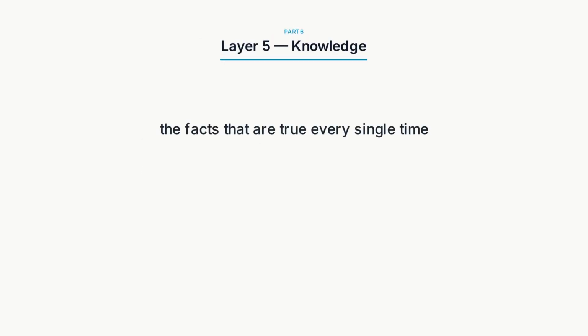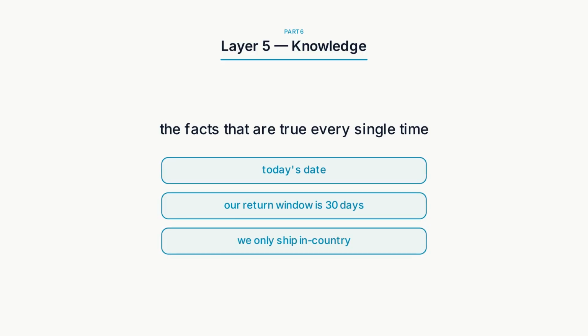Layer 5, knowledge. This is the background the model should always have in front of it. The things that are true every single time. Today's date. The company's return window is 30 days. Our product only ships within the country. Small, stable facts that the model would otherwise get wrong or make up.